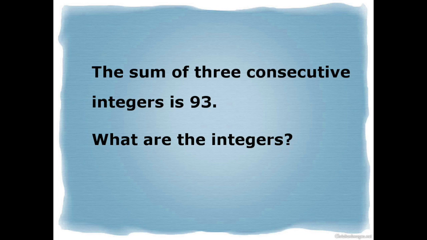Now we could build this with four consecutive integers. And as you might guess, the fourth one would be x plus 3, and you can go on. They can ask you for five consecutive numbers. They usually don't in Algebra 1. In Algebra 1, they usually ask for three consecutive integers, but just so you know, that is the way they request the information.